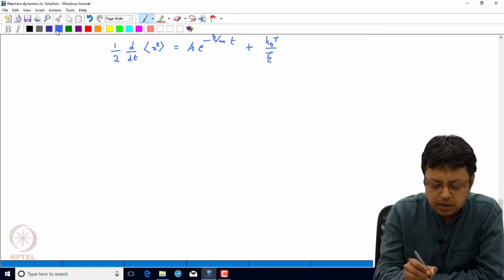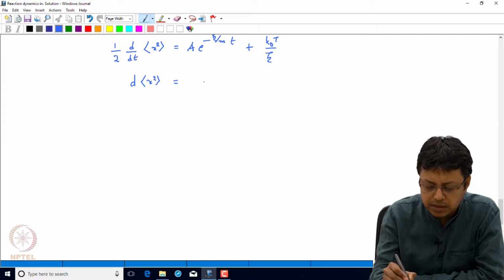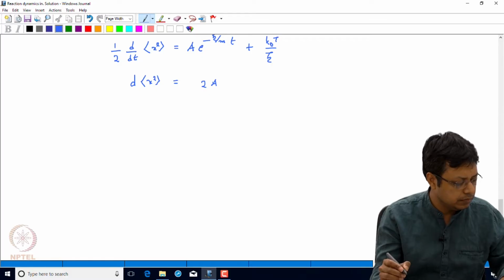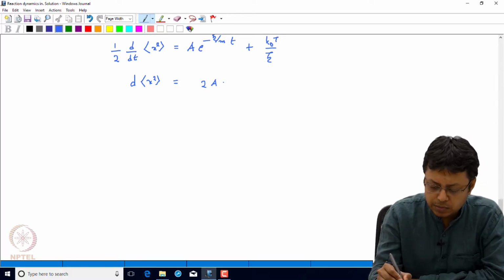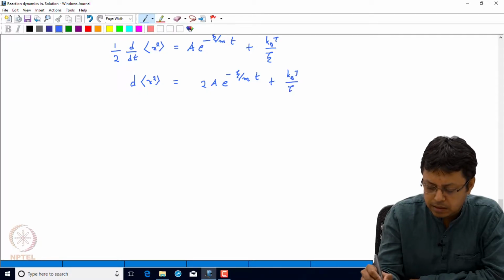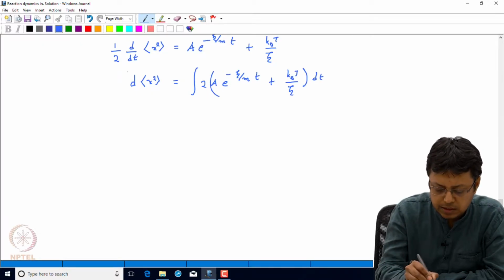Now this equation can be directly integrated. So it is d of x square average is 2 times a times e to the power minus zeta by m into t plus kBT by zeta dt. So we'll integrate this one.